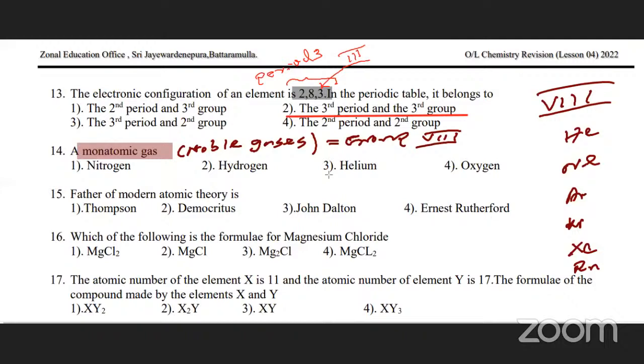At least the students who are also going for the S pass. There are higher order level questions also, higher order of thinking. Question number 16, magnesium chloride.